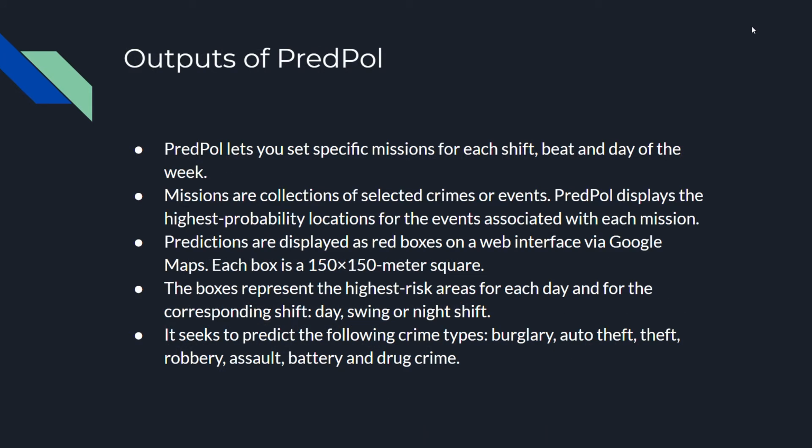Now we will look into the outputs of PredPol. PredPol lets you set specific missions for each shift, beat, and day of the week. It displays the highest probability locations for the events associated with each mission. Predictions are displayed as red boxes on a web interface. The boxes represent the highest risk areas for each day and for the corresponding shift. It seeks to predict the following crime types: burglary, auto theft, theft, robbery, assault, battery, and drug crime.